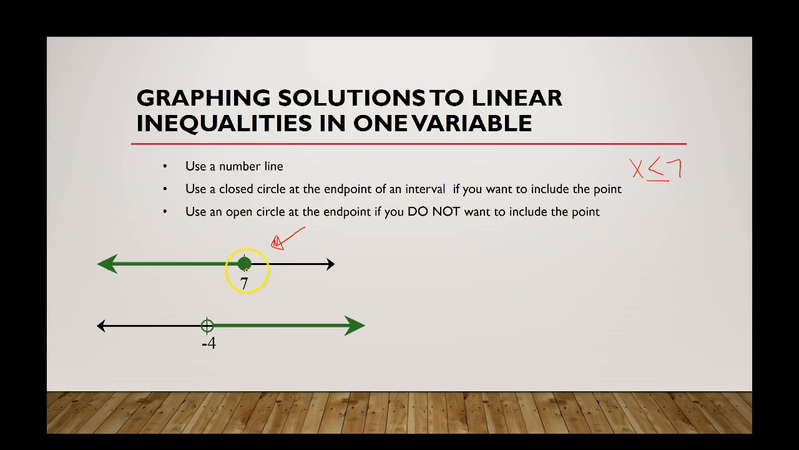Take notice of the dot. Because my dot is filled in, that means it could be less than or equal to or greater than or equal to. In other words, it has this or equal to line under it. If I have an open circle, such as in this one, it is saying that x could be greater than or less than, which means it couldn't be -4, but it could be anything above -4. So we have a closed circle and an open circle.